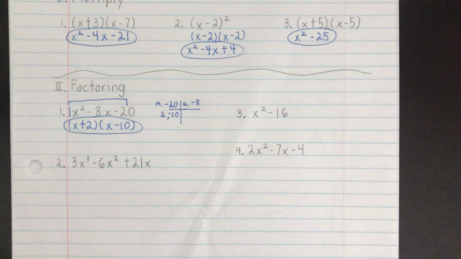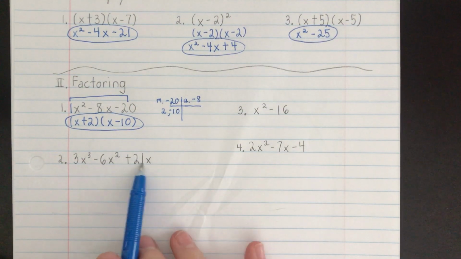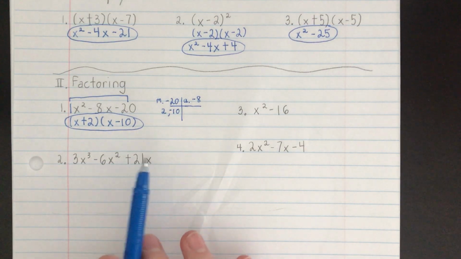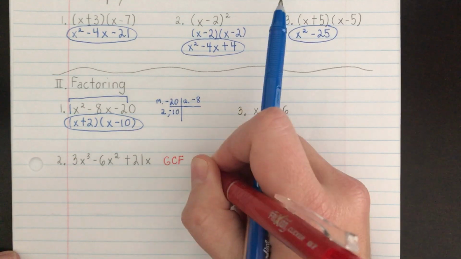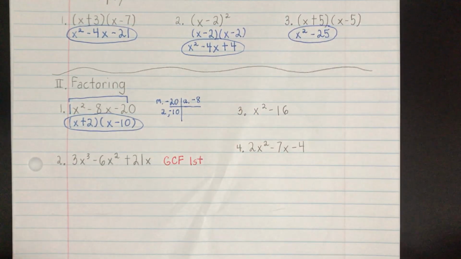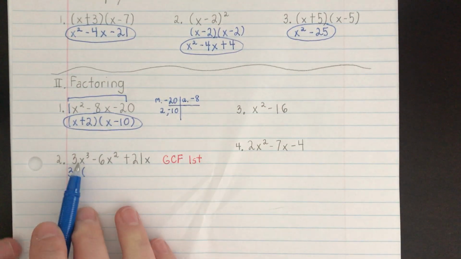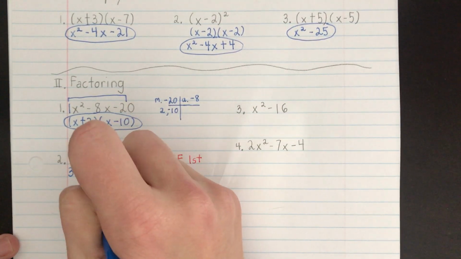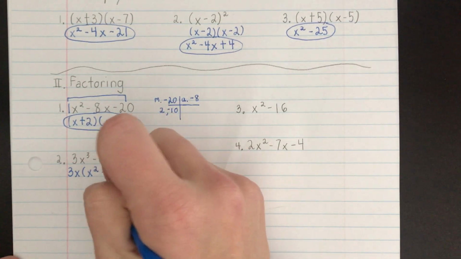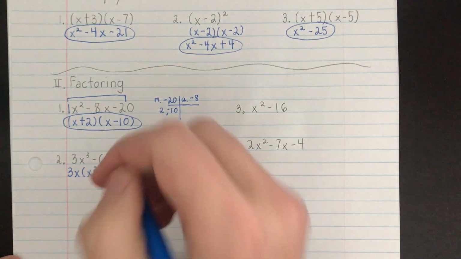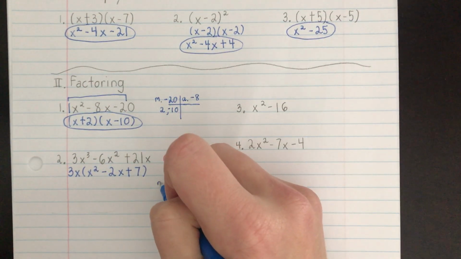Okay, so look at number 2. On number 2, hopefully you notice at first, there is no lead negative, but there is surely a GCF. So GCF first, if possible. You can not only factor out 3, but each term also has an x. So factor out 3x here, you'd be left with x squared. Factor out 3x here, you'd be left with negative 2x. Factor out 3x here, you'd be left with plus 7. So then you try your t-chart.